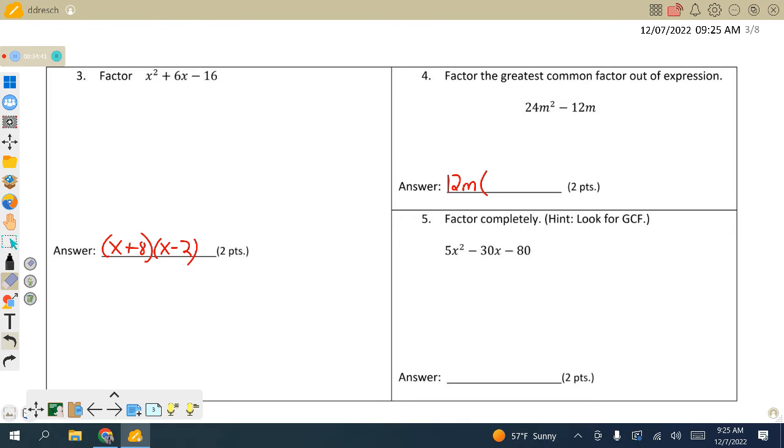But then you divided, and then some of you right here made the mistake. You divided, you said 2M, which is right, but then you stopped. 12M divided by 12M, something divided by itself is always 1. In this case, it's a minus 1. That's what I was looking for.